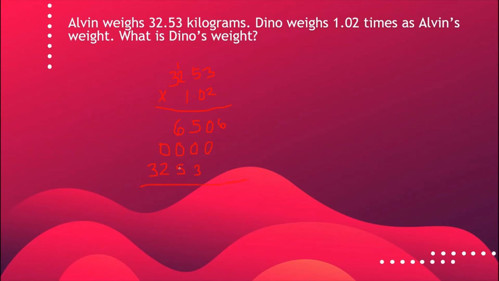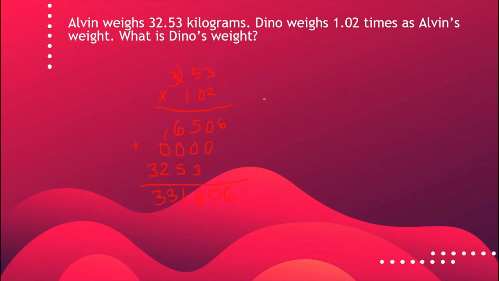Okay, now this time let us add to find our product. Bring down 6. 0. We have 8. We have 11, 3, and 3. Let's count how many decimal places we have. We have 4 decimal places. So let's count 4 places to the left. 1, 2, 3, 4.